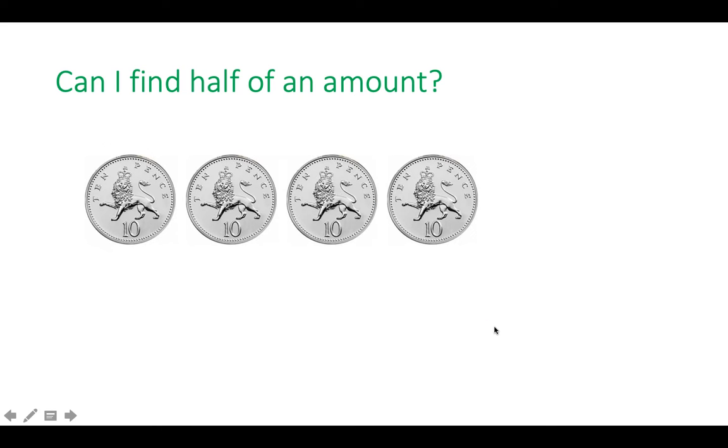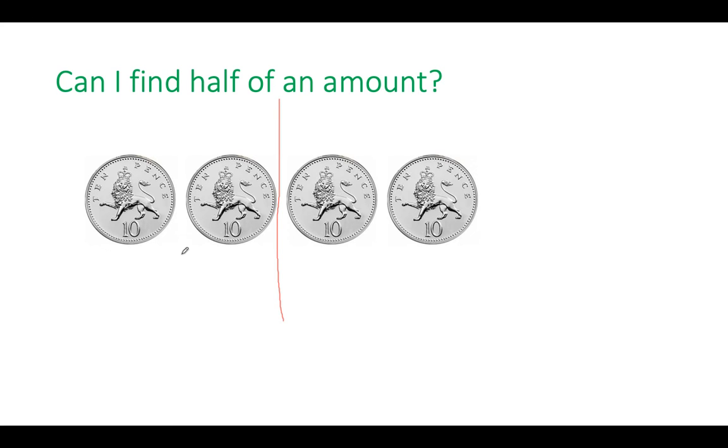Okay. Now we're going to mix some money into this, so it's going to become a little bit tricky. Okay, so can I find half of an amount? So it's pretty straightforward that we could draw our line here because we've got 2 on this side and 2 on this side. But have we got 2? Is this 2? We've got 2 coins. Okay, but what coins are they? They are 10p coins, aren't they?